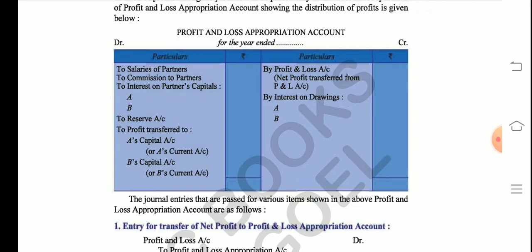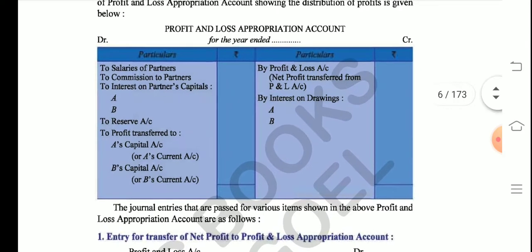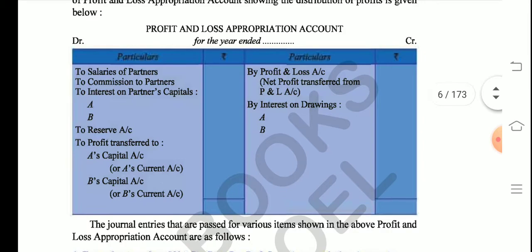Look at the format of this account. Profit and loss appropriation account. See why the word appropriation is used. Appropriation basically means to divide. So now we are dividing the profit and loss among the partners. So this is how this account is made. Please learn this format and draw this in your notebook. The account has one debit side and one credit side, and you'll have to mention the year ended. That would be given to you in the question.